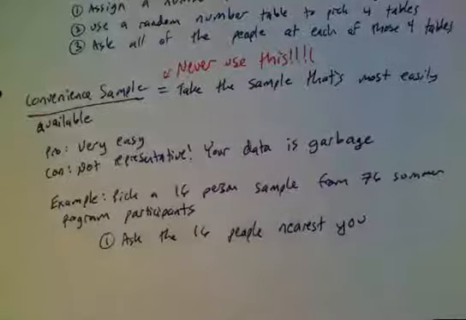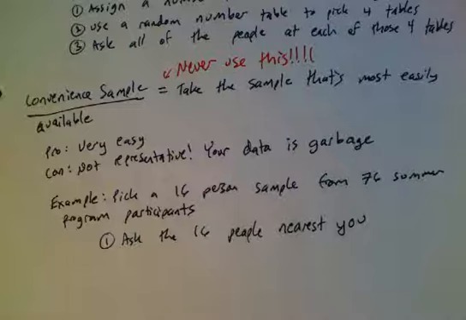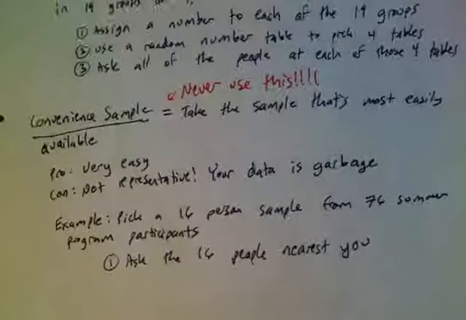This is actually fairly commonly done if you walk into the cafeteria and are just wandering around, asking people what they think about something. You're probably going to walk down and get the 16 people who are just closest to you and easiest to get, but they may not, and probably are not, representative of everybody else. Okay, those are the 4 other types of sample.